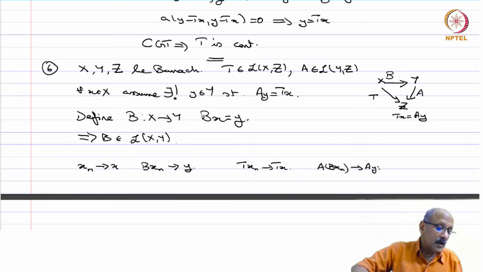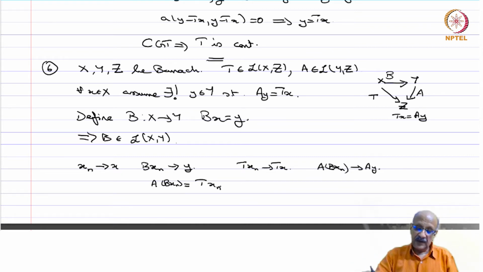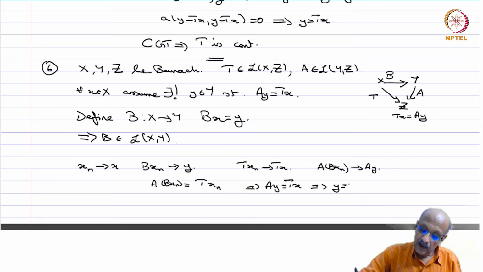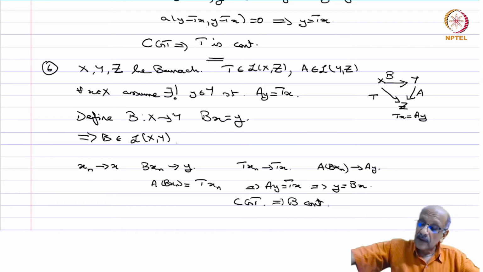Okay, but what do you know? A of Bxn by definition is equal to Txn. That is how B was defined. A of Bxn goes to Ay, and that equals Tx. So this implies that Ay equals Tx, and by uniqueness this implies that y equals Bx. Yeah, and that is exactly what we want to know. So by the closed graph theorem we have B is continuous. So you can lift the map and that becomes continuous.